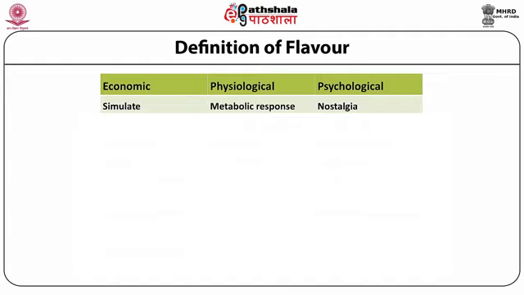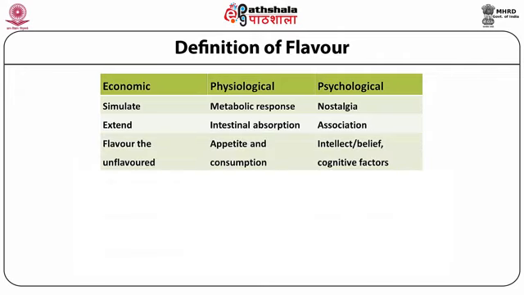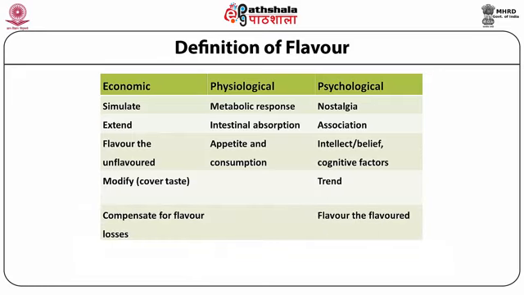In economic function, we see that the flavor actually simulates a particular flavor of the product. So we can flavor an unflavored product or we can extend the flavor of the product. Second, as I said, is to extend the flavor of the product. Third, flavor the unflavored. Then to modify the flavor, or we can say to cover some off taste or off flavor. Then we can use it to compensate for flavor losses during processing. And finally, it is used for improving the shelf life as well.